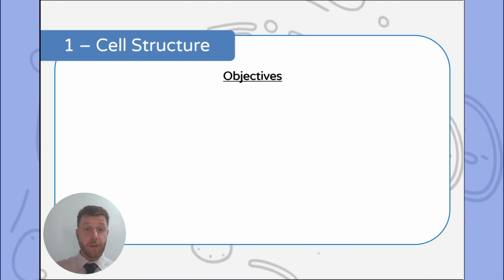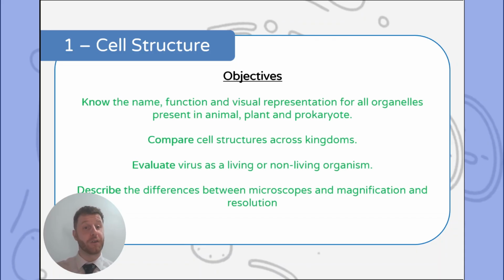So that should bring us to the end of our cell structure and our basic learning of information points, which are: know the names and the functions of all of the organelles, compare the cell structures across kingdoms, evaluate viruses as non-living, and then describe the differences between microscopes and know the difference between what magnification and resolution are.